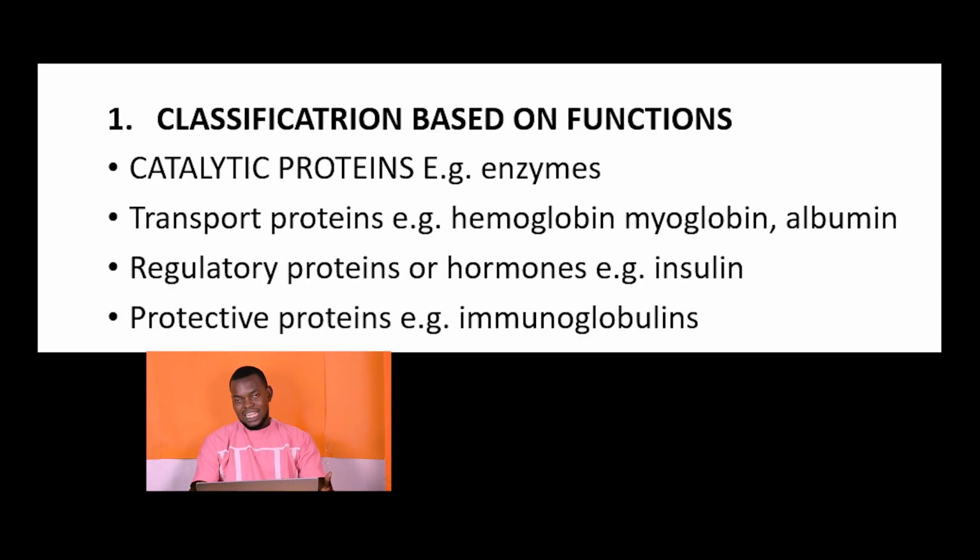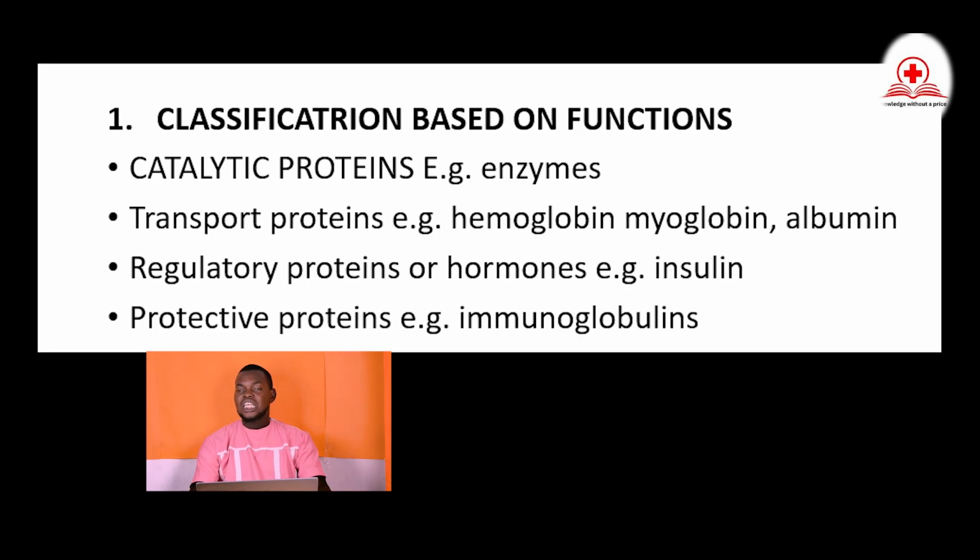If we go back, I've done a lesson on enzymes, so I expect all my students to go back to that lesson and attend the class. I've explained how proteins function as enzymes. So catalytic proteins, we have enzymes. Transport proteins, we have hemoglobin, myoglobin, and albumin. Hemoglobin has been explained explicitly in the course of medical hematology. This course is medical biochemistry, so I urge all my students to go and get that lesson.